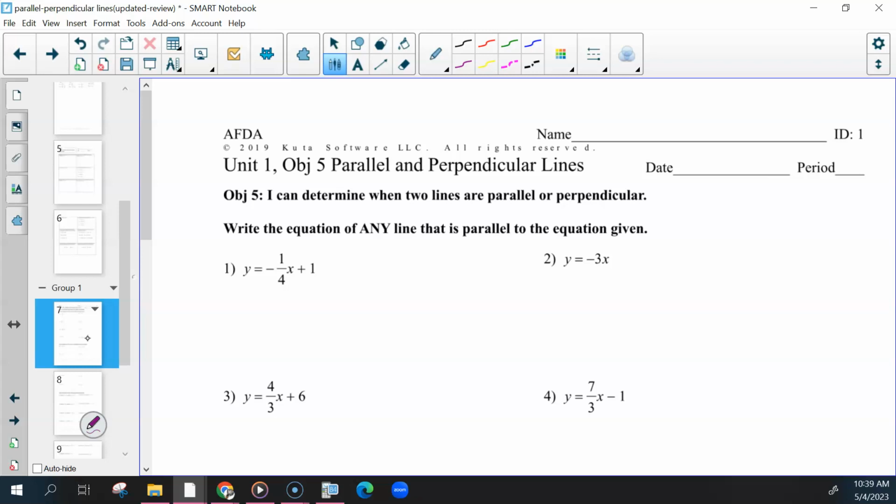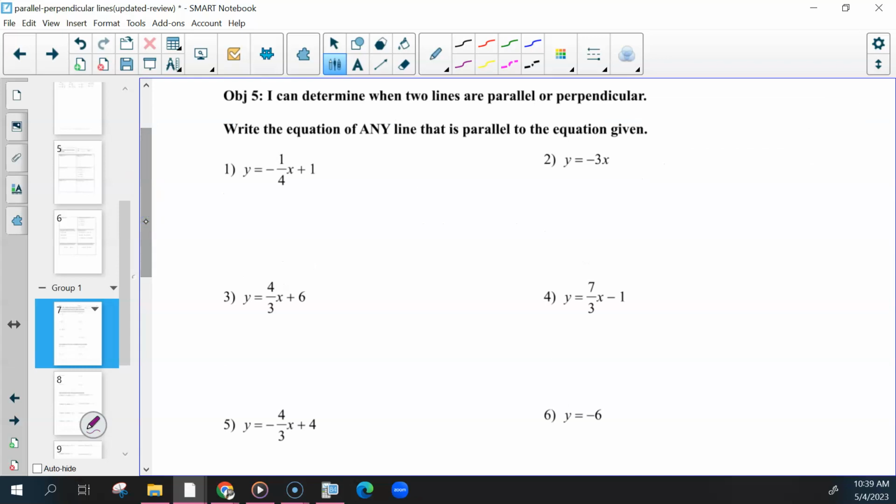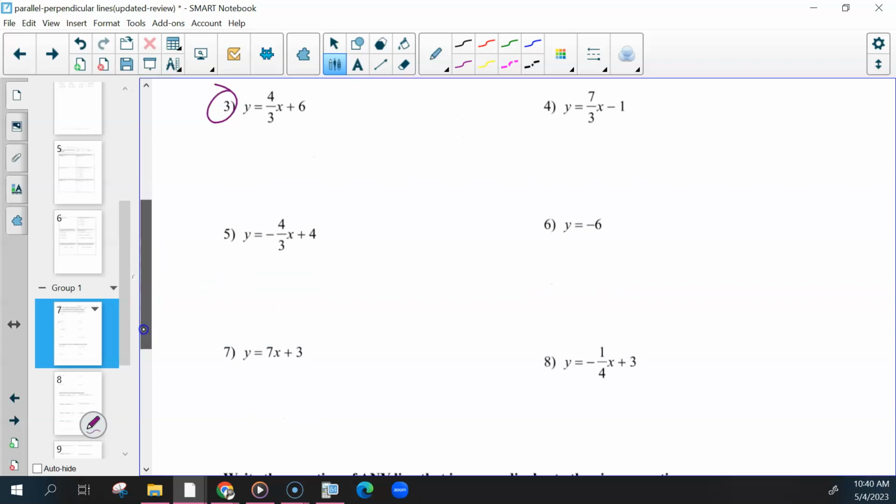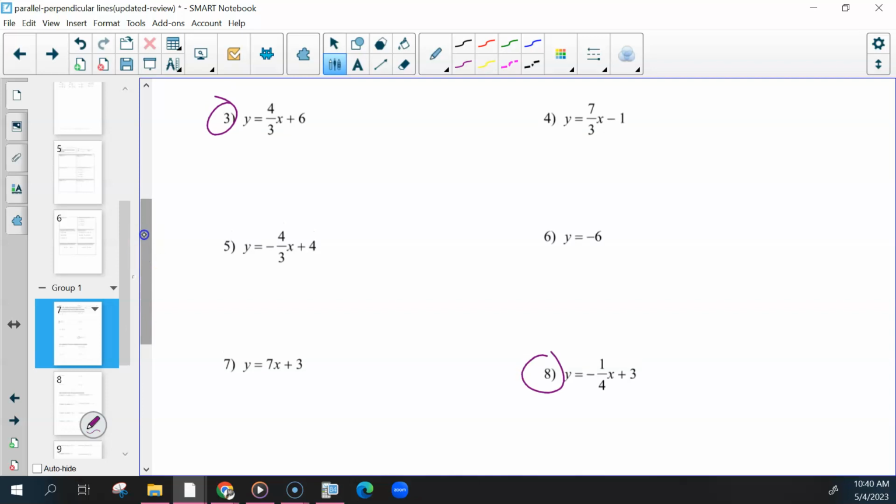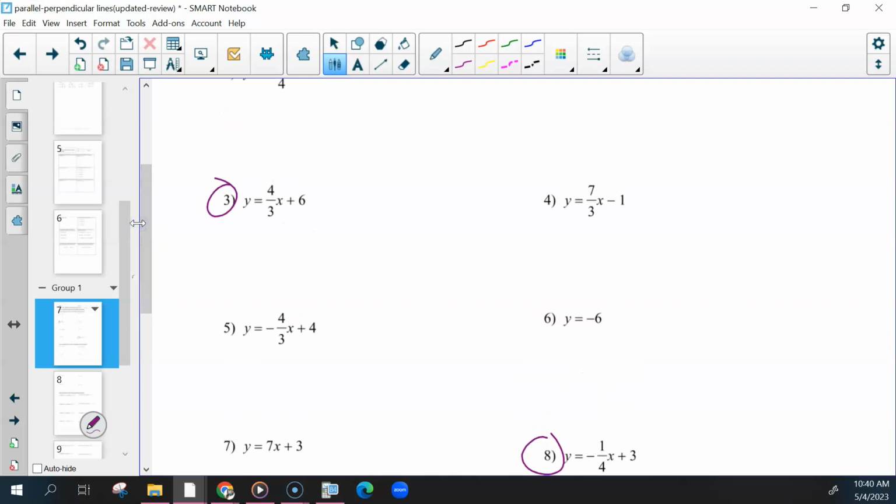Now we have to write the equation that is parallel to the one that's given. So of this section, which ones do we want to see go over and review? Yeah. 3. 8. Any others in that section? 6.